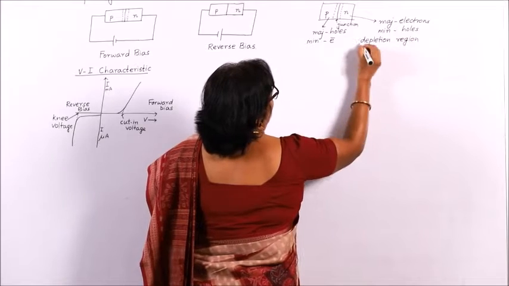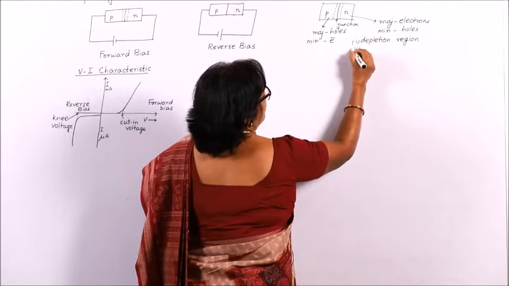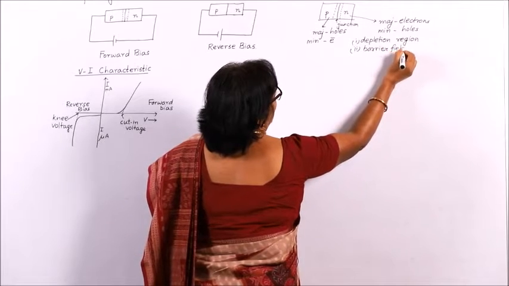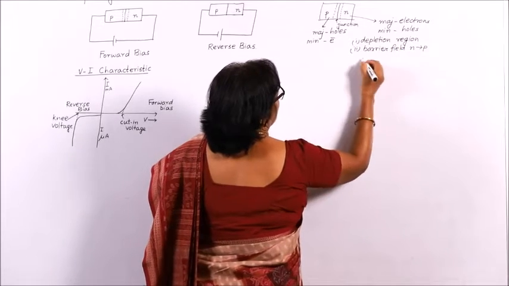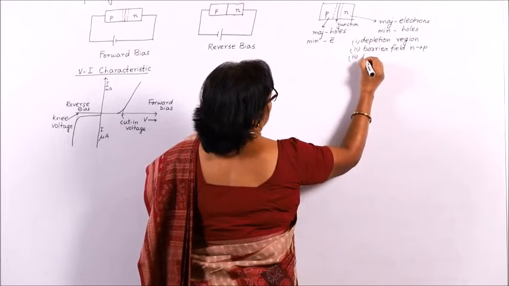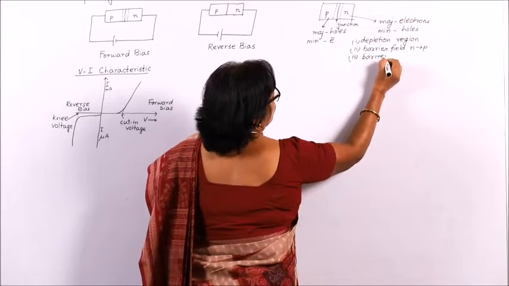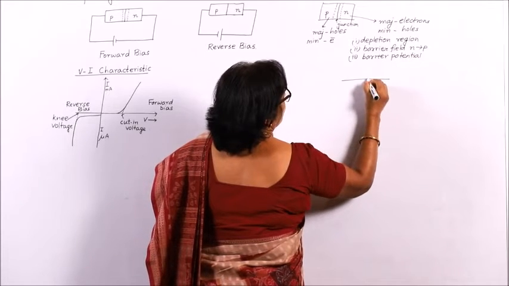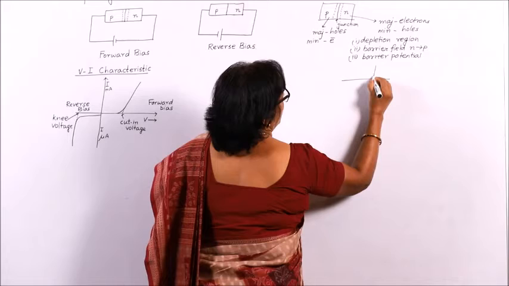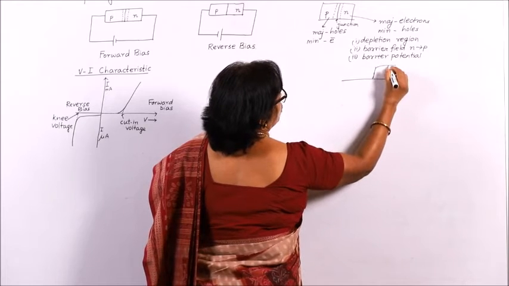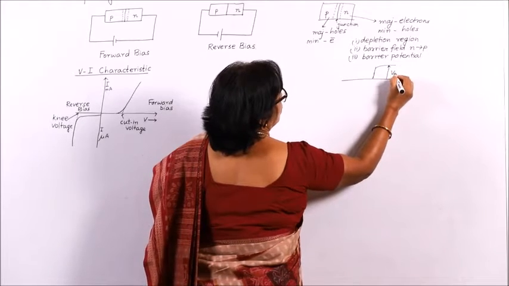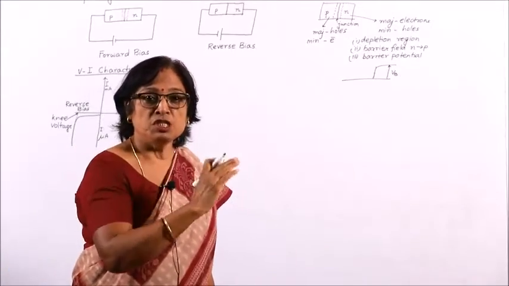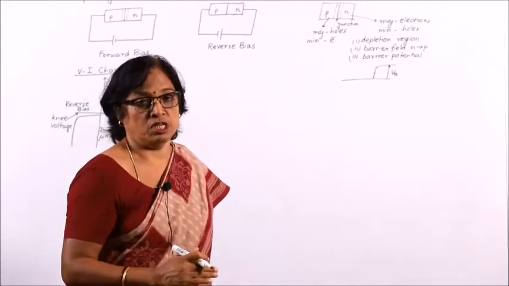Then, the second thing is that there is a barrier field. The barrier field is from N to P, and there is a barrier potential across the junction. This much is the barrier potential VB, which must be overcome for the majority carriers to cross over the junction.